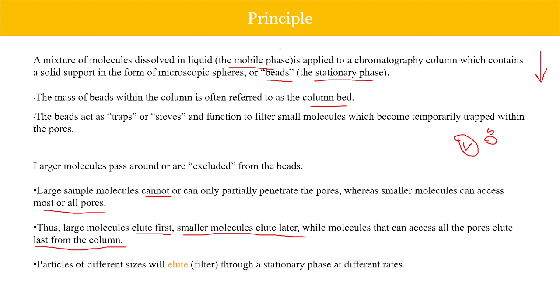But what happens when the smaller molecules are entering? It is passing from here, here, then here. So the path is longer for this smaller molecule, and it would be longer still for the smallest molecule because it can enter over here, but larger molecules won't be entering and will just flow through, so they will take less time, whereas the smaller molecules will take the most time and will elute last. So particles of different sizes will elute through a stationary phase at different rates, and in this way you can separate the proteins depending on their sizes.